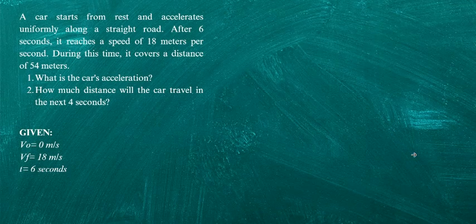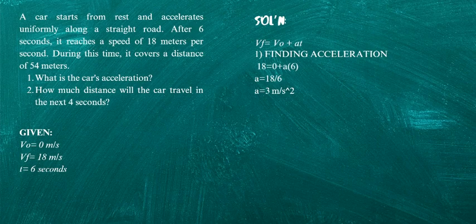To solve for acceleration, from the equation of final velocity equals initial velocity plus acceleration times time, we know our initial velocity is 0 meters per second, our final velocity is 18 meters per second, and our time is 6 seconds. Now, plug in the known values. We have 18 equals 0 plus a times 6. So we divide both sides by 6 to get the acceleration of 3 meters per second squared.